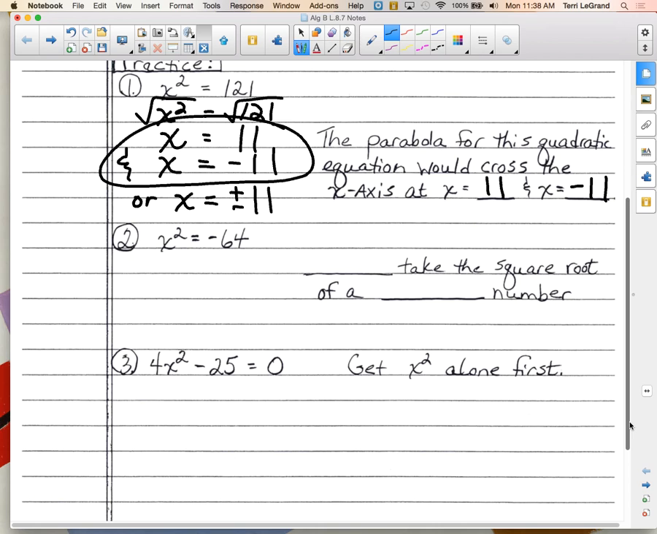Are there any zeros? No. If there are no zeros, can there be any solutions? No. So we would say no solution. We would say no solution to this one. So we're going to just write that right now. We're going to say no solution.